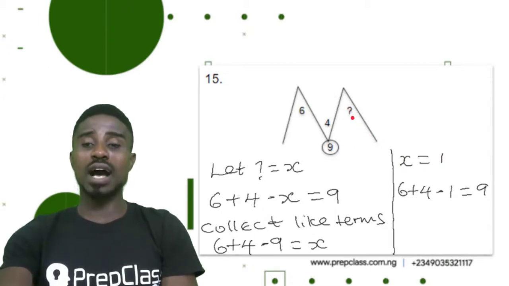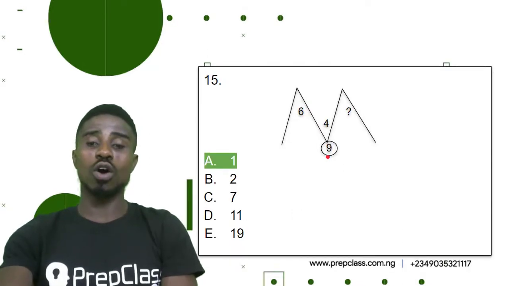And if we try it out, 6 plus 4 is 10. 10 minus 1 is equal to 9. So our correct answer is 1. So for question 15, option A, 1 is our correct answer. Let's look at the next question.